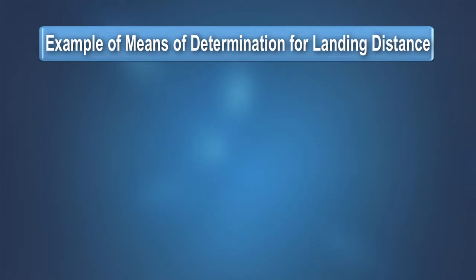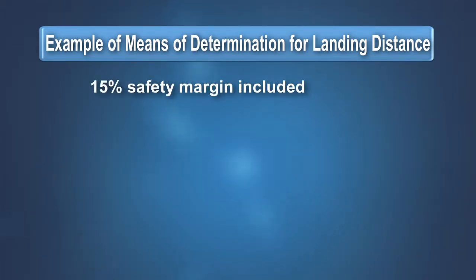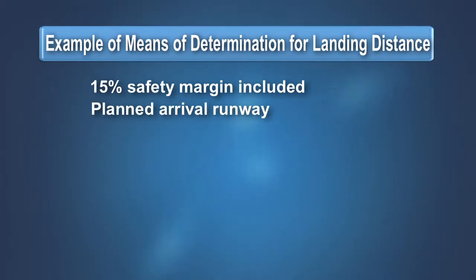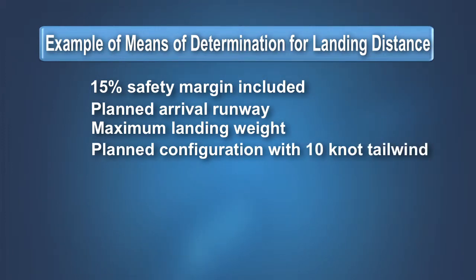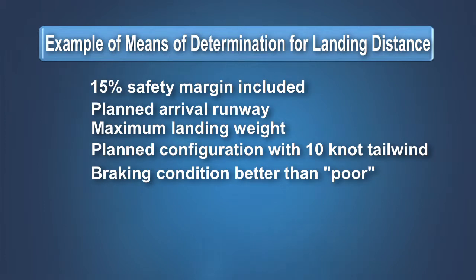This assessment can take many forms. One example would be determining before the flight that you can land with at least a 15% safety margin on the planned arrival runway at maximum landing weight in the planned landing configuration with 10 knots of tailwind in any runway braking condition better than poor.